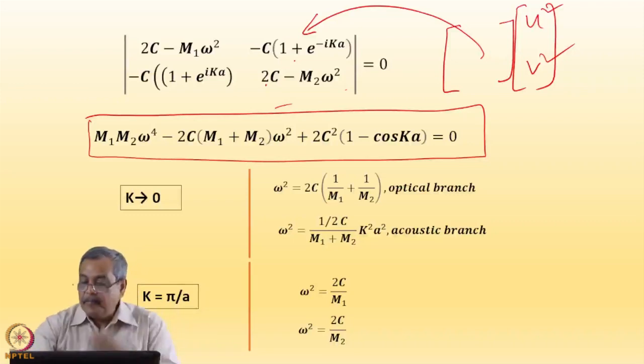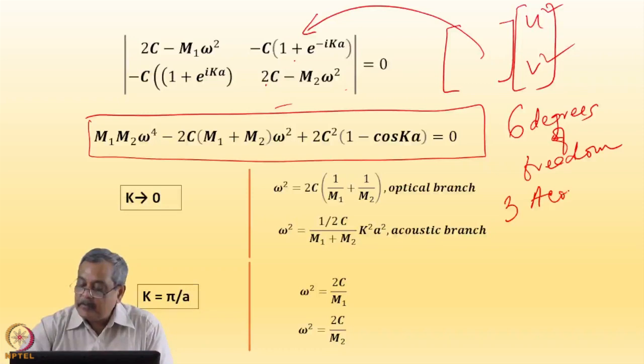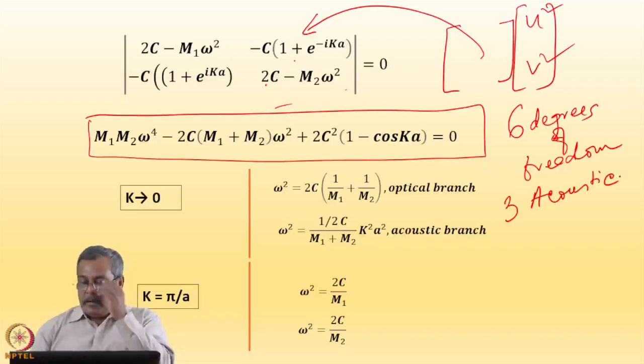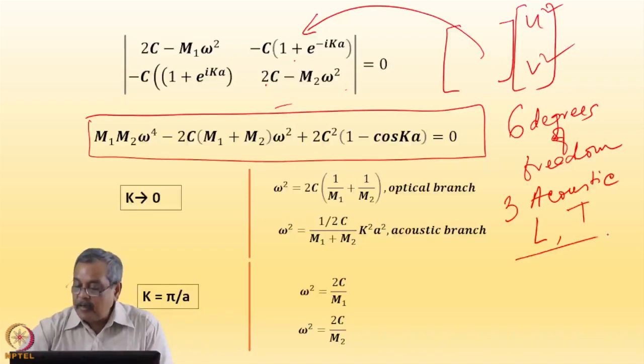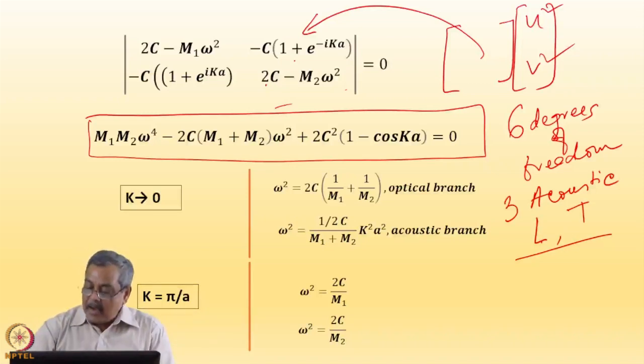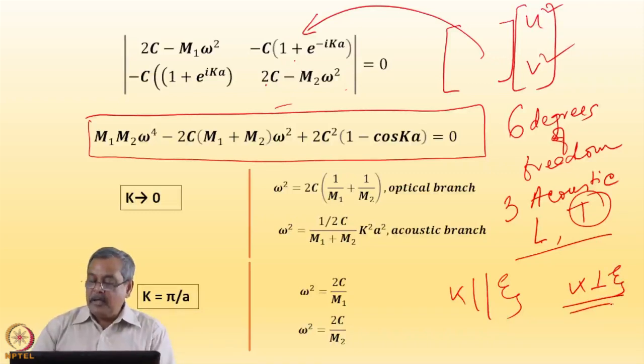Interestingly, now I have got 6 degrees of freedom. Now I know that out of which 3 will be acoustic, which means one longitudinal, I will show you structurally, and two transverse waves. Longitudinal means the particle displacement and the wave propagation direction, K, are parallel. And in the case of transverse, K and the particle displacements are perpendicular to each other, and that can happen in two planes. Now, for this equation, I have got two solutions.